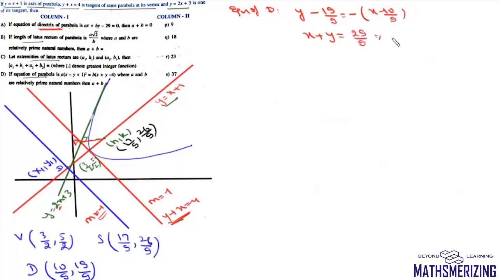Now the first thing that we need to find is the equation of the directrix of the parabola. The directrix is a line parallel to the tangent at vertex, so the slope of this line is minus 1, and that means the slope of the directrix is also minus 1. So the equation of the directrix will be y minus 19 by 9 equals minus (x minus 10 by 9). We'll get x plus y equals 29 by 9, so we can write this as 9x plus 9y minus 29 equals 0. The condition they have given is ax plus by minus 29 equals 0. Then a is 9 and b is 9, so a plus b is 18. So this option A is matched to Q.